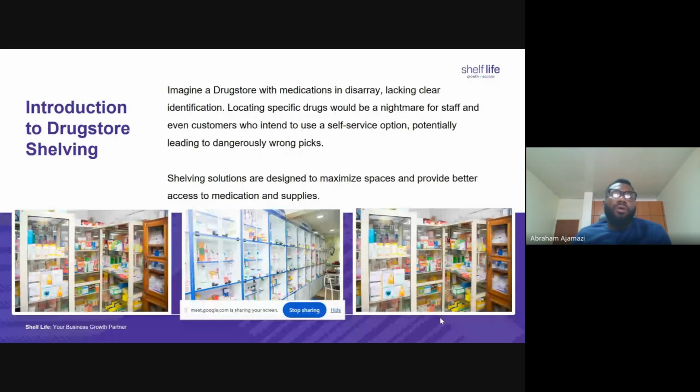Talk more about health. How much more about health? In health, you have a marginal error of 0.0001 because it has to do with life. So imagine walking into a drugstore and you're seeing drugs littered everywhere, no clear identification of drugs, and you're obviously seeing that locating specific drugs is becoming very difficult for staff and even the owner of the place.